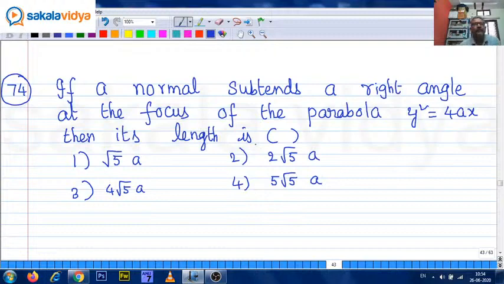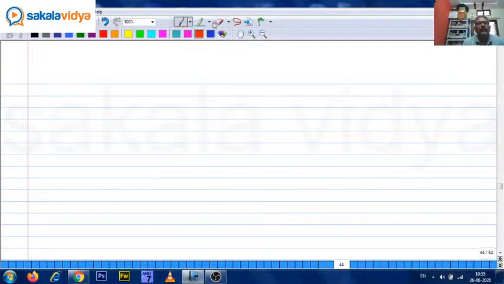Okay. If a normal subtends a right angle at the focus of the parabola y square is equal to 4ax, then its length, that means length of the normal chord, we need to find out. This is actually a concept based question that I will discuss. So 74 solution.